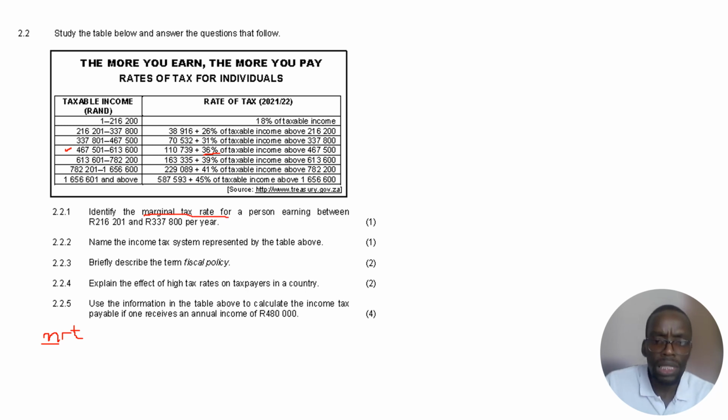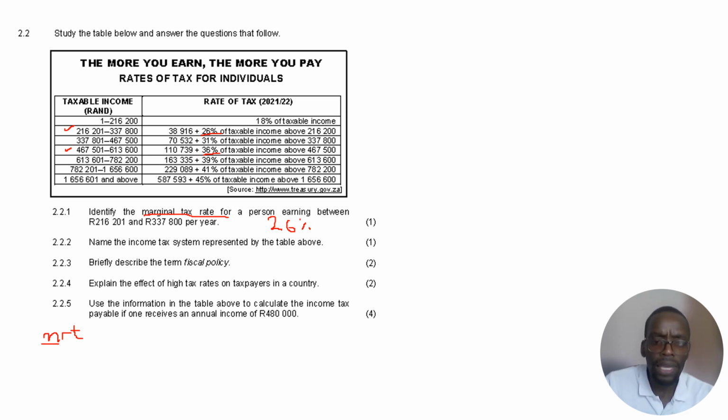So you identify the bracket that person falls into, which is this one here. The marginal tax rate is 26%. So your correct answer there was supposed to be 26%. If you got 26%, you get your 1 mark there.